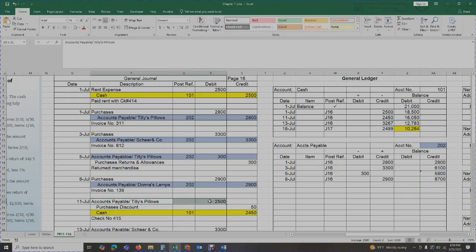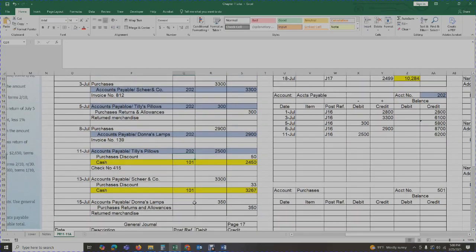I'm going to locate another entry for my accounts payable. I've got a debit of $2,500 on July the 11th. This is journal 16. A debit is subtracted, so I take my balance minus my debit entry. That's going to bring me down to $6,200. Go back and I'm going to enter my 202.